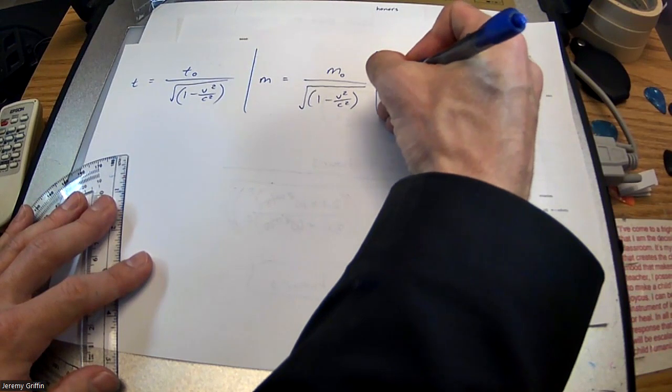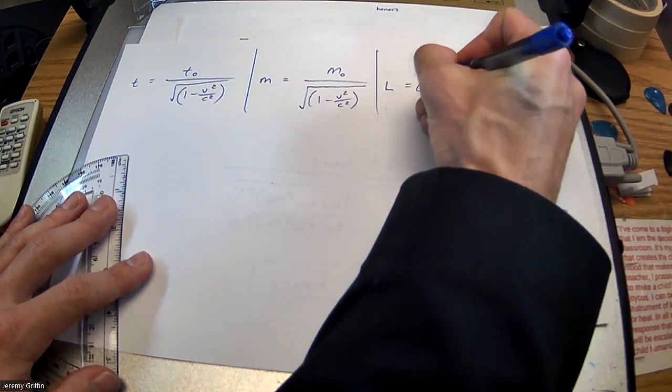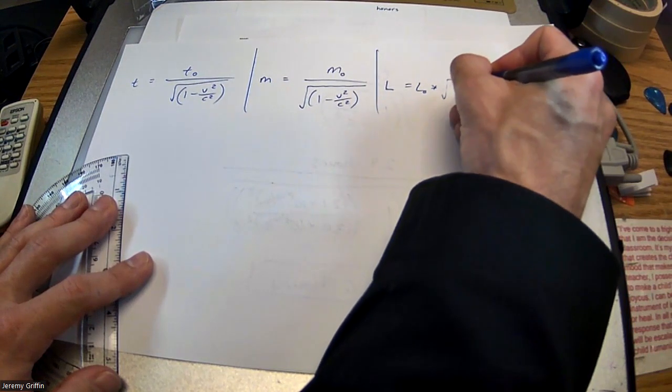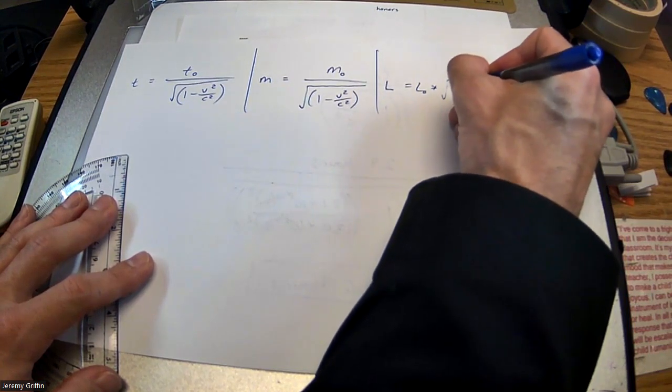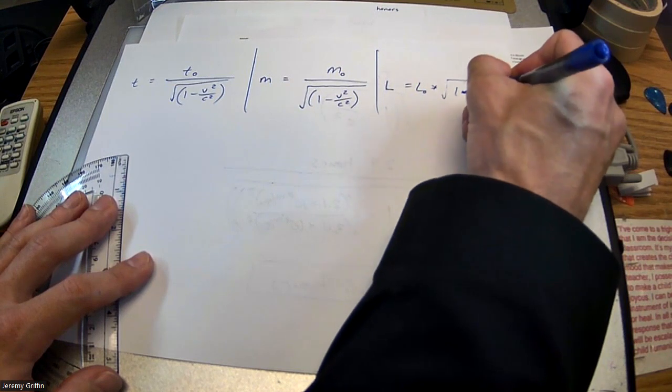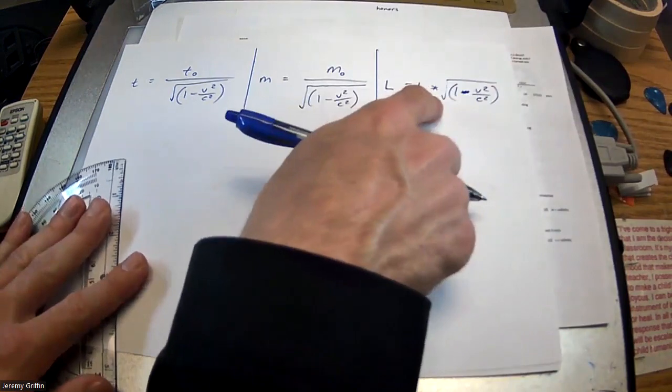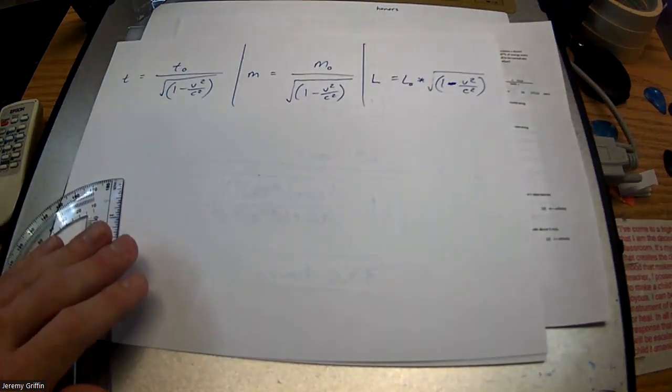Let's also look at a length contraction graph. L equals L naught multiplied by the Lorentz factor. Whoops, the square root of one minus v squared over c squared. I'll introduce that radical. Okay. Now, the length contraction is like the example of that train paradox that you guys just saw.